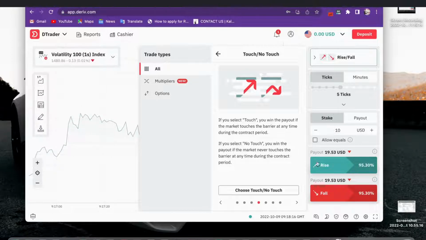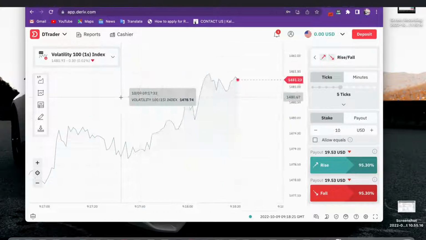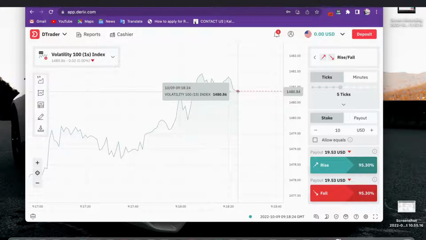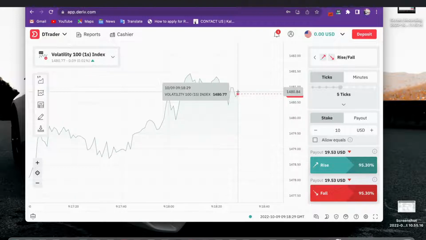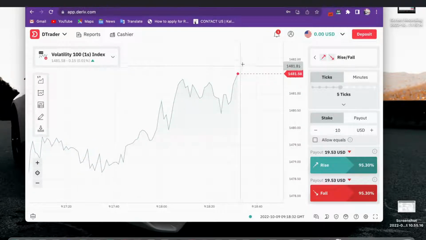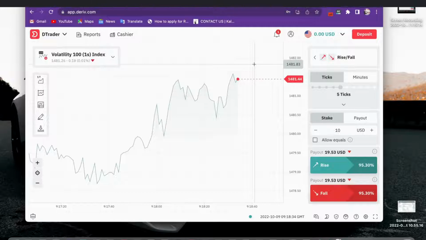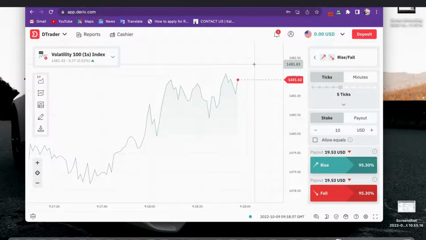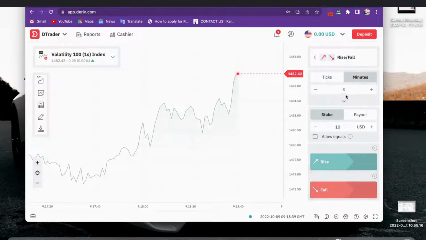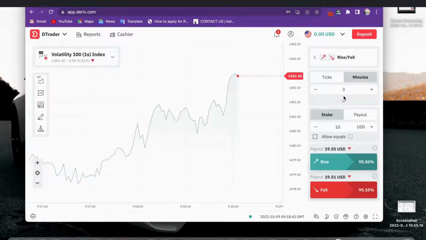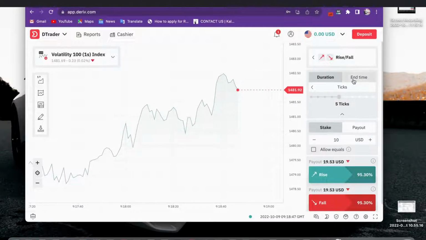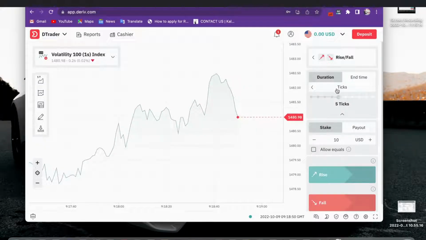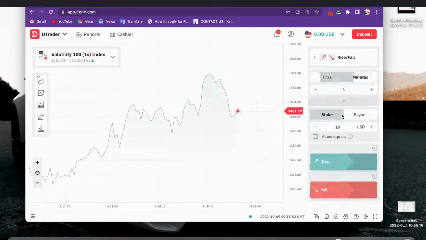And then let's say, for example, you choose ticks. When you are doing ticks, this is what happens. You see this thing, when it moves like this, it's one tick, one tick, one tick, and so on. So you can choose ticks and then you can choose time. The difference is that time is in minutes. You can choose different time slots, and then you can use different strategies.